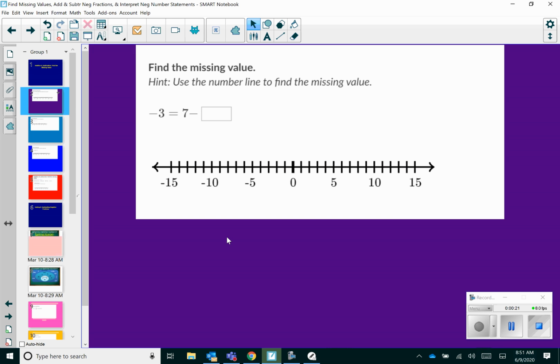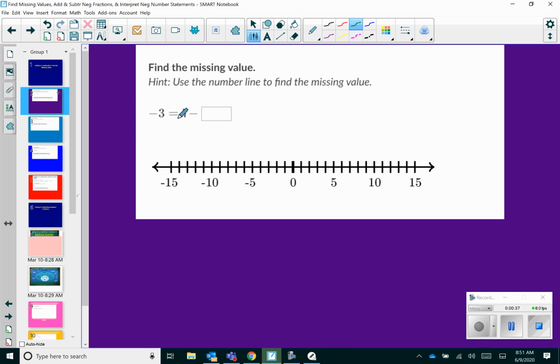So notice that they give you a number line. I can't stress this enough. I would strongly recommend that you utilize this number line while you are doing these problems. So this says -3 equals 7 minus what number? And we're trying to figure out what that number is.